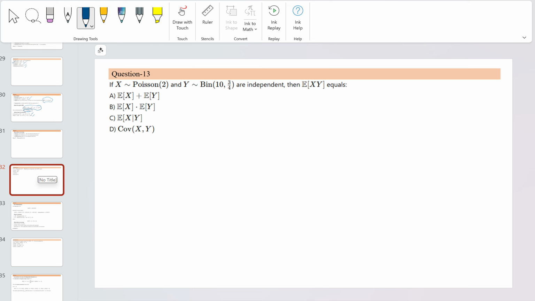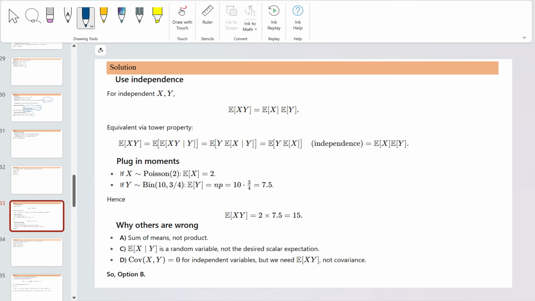Okay, let me give the solution. Here, if you see, it is saying X is Poisson distribution of 2 and Y is binomial distribution 10, 3/4, and they are independent. Okay, then expectation of XY is equal to. When you see, the expectation of XY is equal to expectation of X multiplied by expectation of Y.